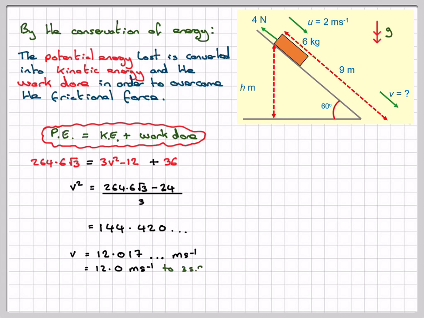And therefore, the final answer to this will be the final velocity when it goes through this 9 meters will be 12 meters per second, correct to 3 significant figures. Okay, so this is an example of a non-conservative system where the potential energy is used to overcome the frictional force.